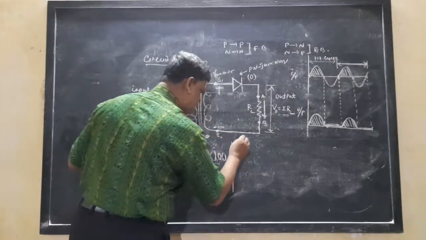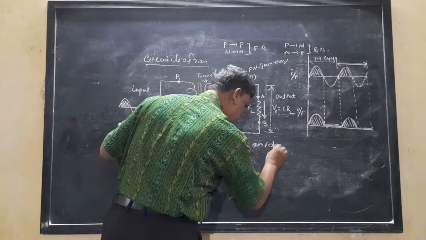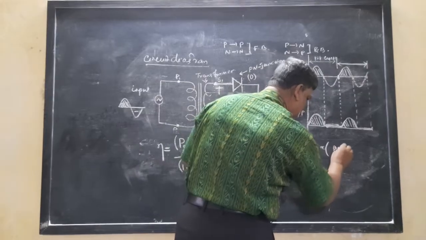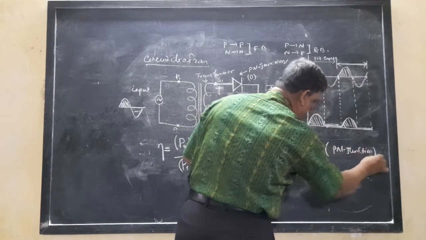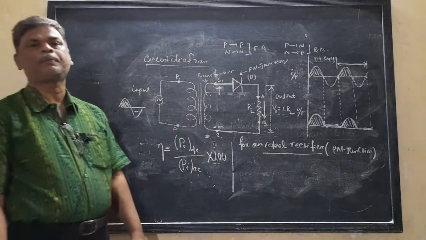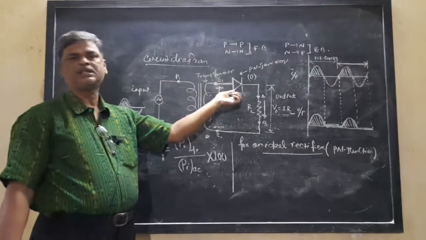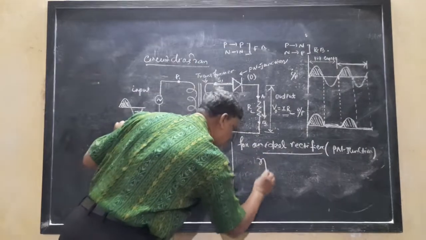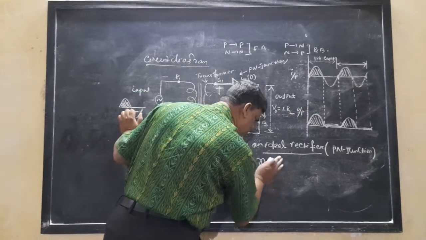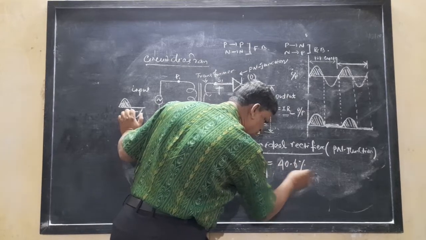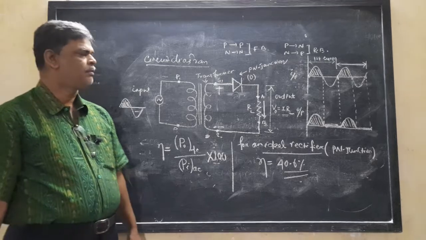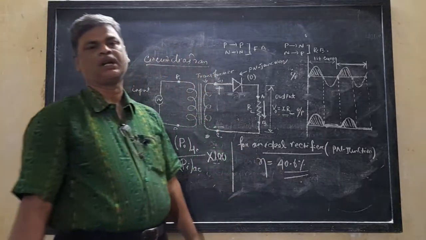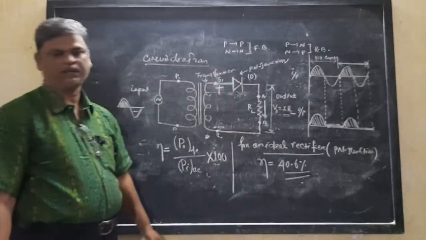For an ideal rectifier, that is, an ideal PN junction whose forward resistance is 0, the efficiency of the half-wave rectifier is 40.6%. Clear? So this is your half-wave rectification.